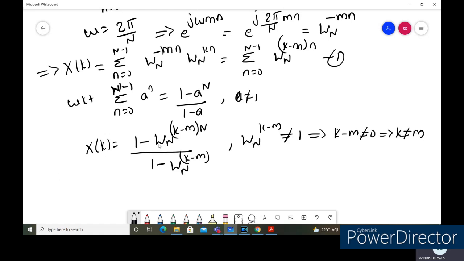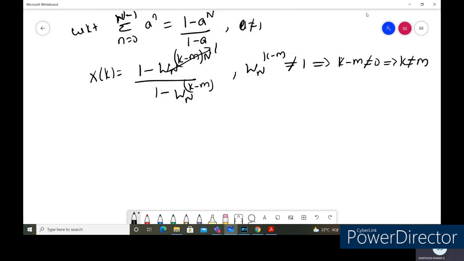And here we know that omega to the power of N, whatever the coefficient may be, will become equal to 1, so that the value of X of k will become equal to 0, because 1 minus 1 is equal to 0. So X of k will become equal to 0 for the case when k is not equal to m.